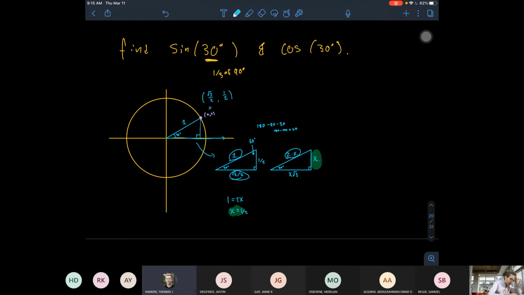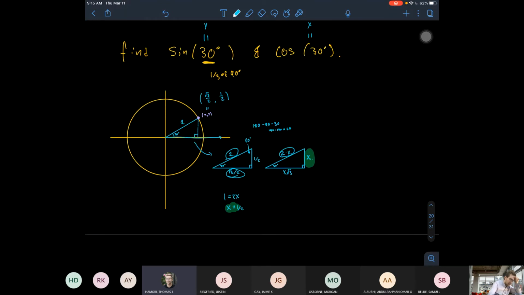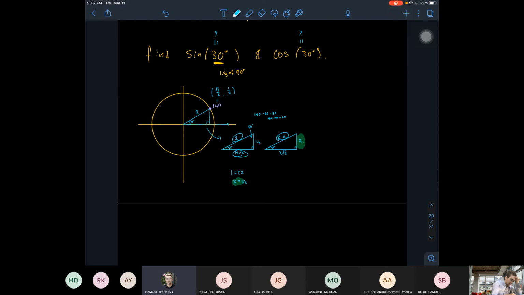And remember, we said that sine of 30 degrees will be equal to the y-coordinate, and cosine of 30 degrees will be equal to the x-coordinate. So to wrap this example up, we can say that sine of 30 degrees is equal to, well, we just look at the y-coordinate, it's 1/2. And cosine of 30 degrees is equal to square root 3 over 2.